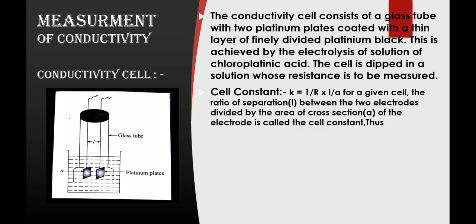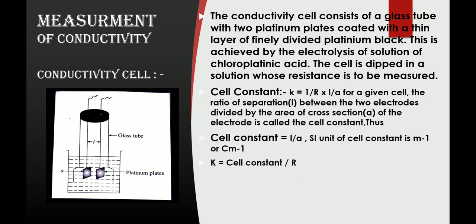Cell constant is what? As we know, K is equal to 1 by R into L by A. For a given cell, the ratio of the separation L between the two electrodes divided by the area of cross-section A of an electrode is called the cell constant. Thus, cell constant is equal to L by A. L by A is represented by this small b. The unit of cell constant is per meter or per centimeter. So K is equal to cell constant upon R.